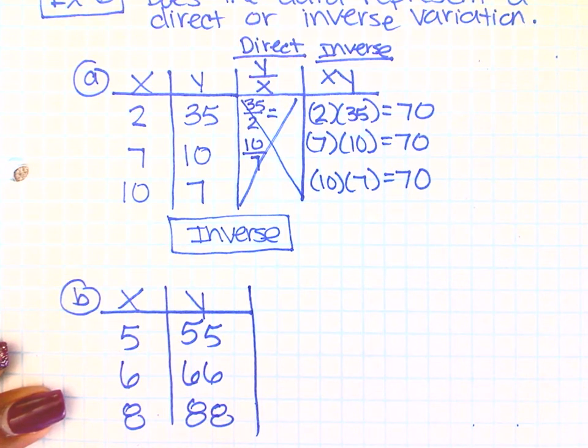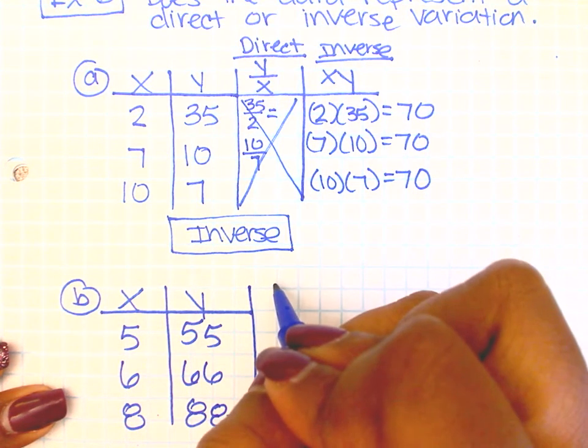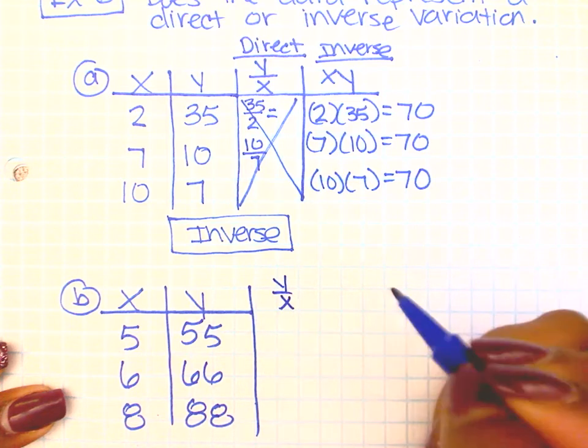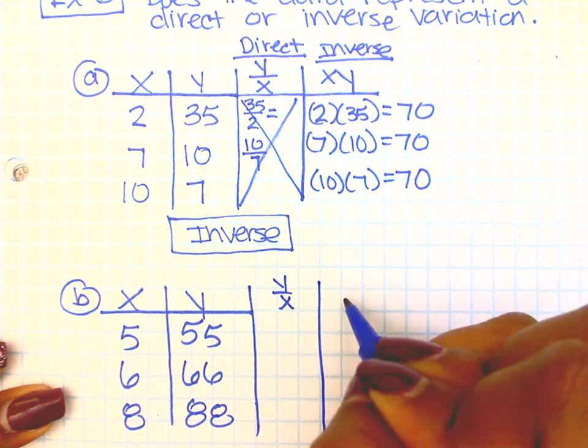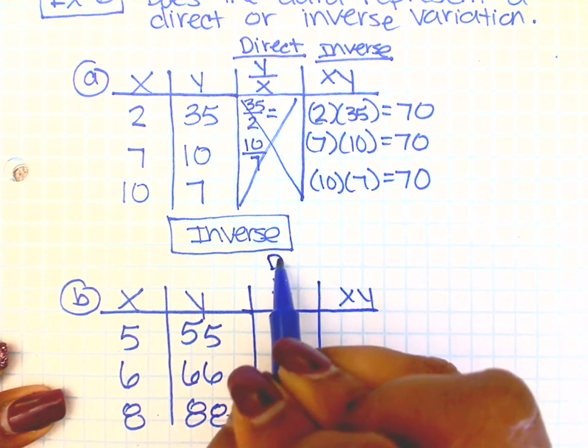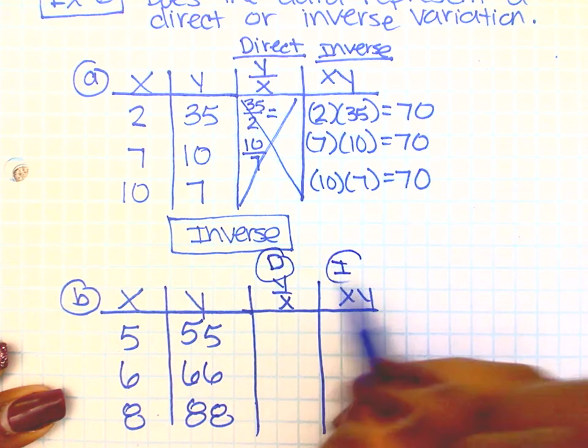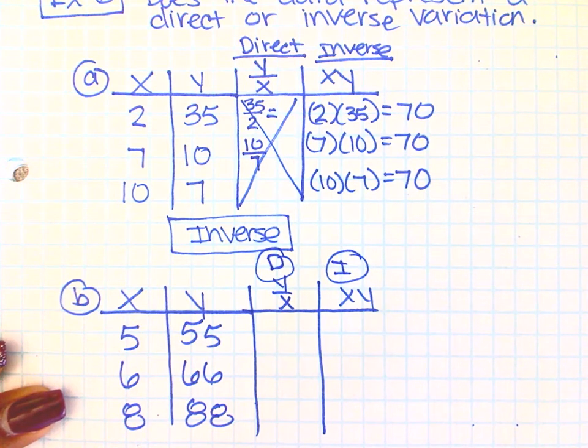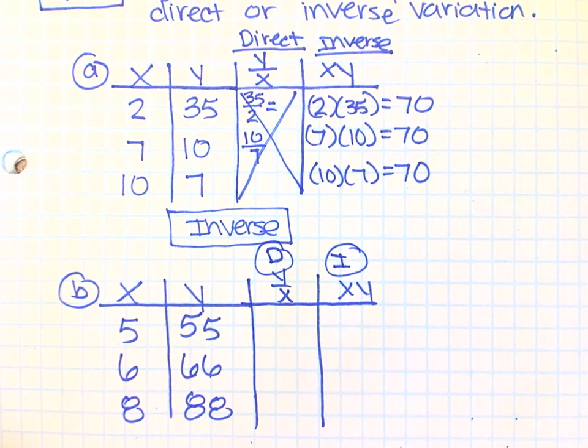What are the two things I need to add to the graph? Y over x, which is direct, and x times y, which is inverse. So I'm going to put a D so I remember this is direct, and then put an I so I remember that's inverse. Okay, cool. Let's see which one works.